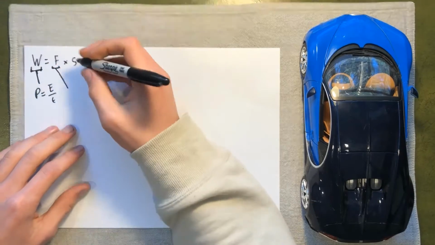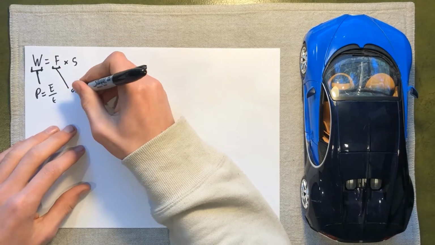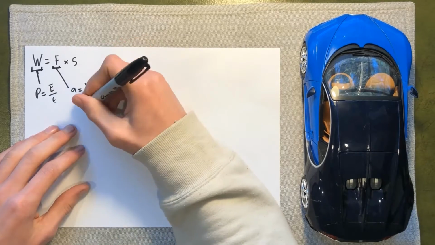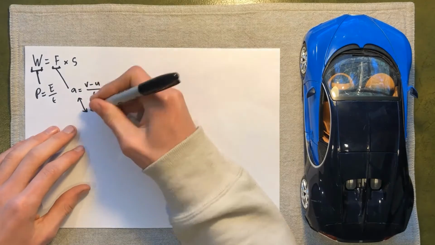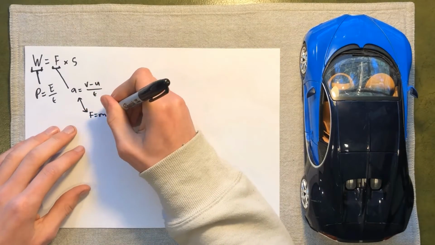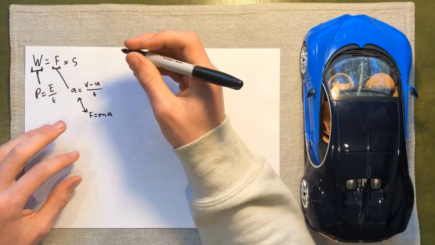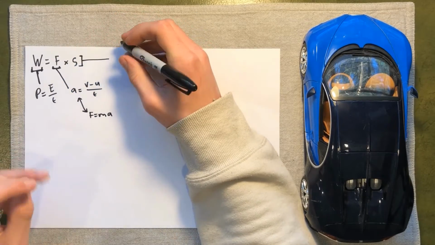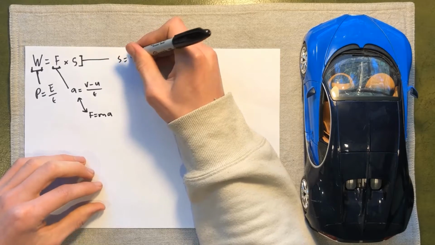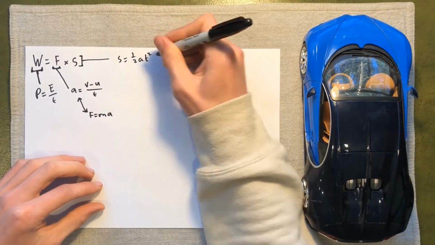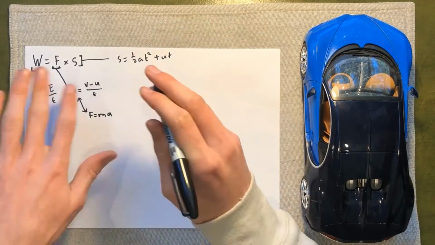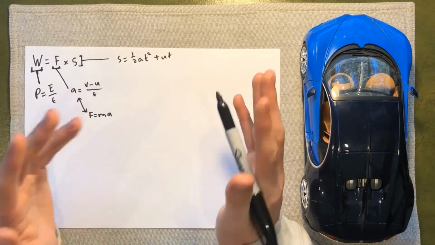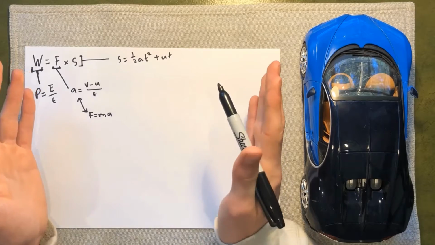Force, we're going to be using acceleration as V minus U on T, and then of course using that for force equals ma, good old second law of motion. And then displacement, we're going to be using S equals half AT squared plus UT. And this is really all we need to be able to quantify the power brought about by that enormous engine.